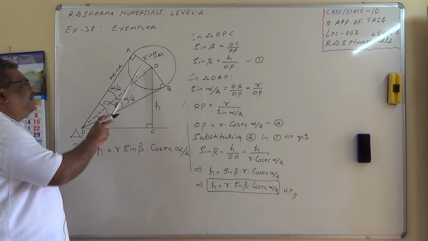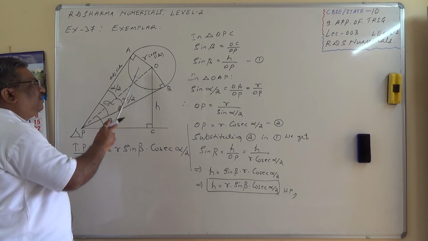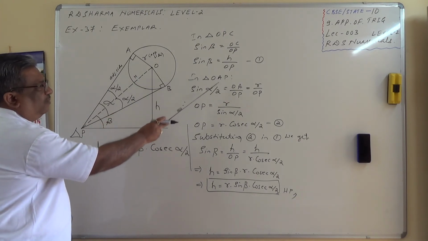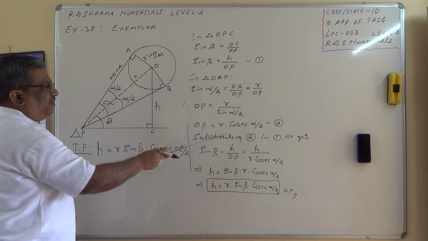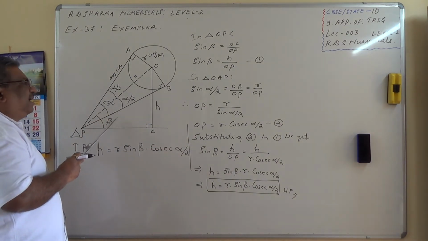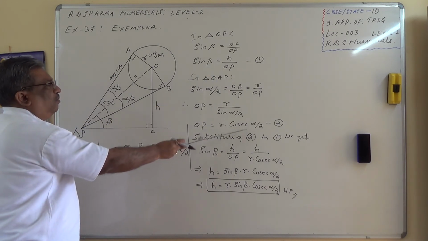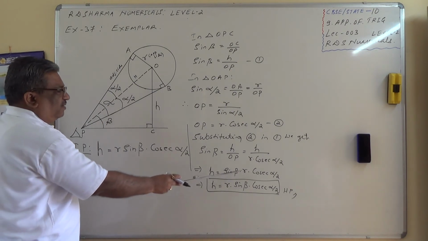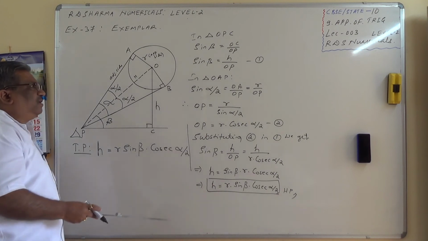In this case, I'll take the ratio of sine alpha by 2, which is opposite by hypotenuse, R by OP. This is what we have written in triangle OAP. Find OP from this equation, that is OP equals R cosec alpha by 2. And already in the bigger triangle we have taken sine beta equals h divided by OP, which is in 1. So substituting 2 in 1, we should be able to express h in terms of sine beta, cosec alpha by 2 and the radius. So this is how we can solve this problem.